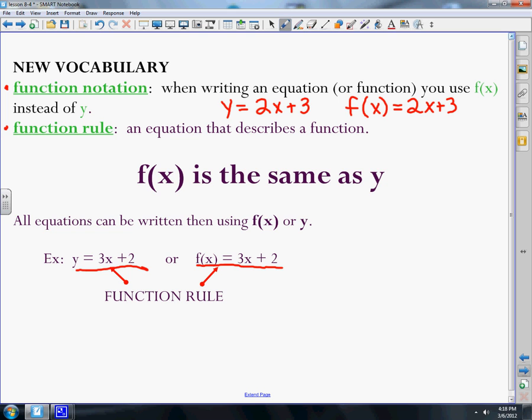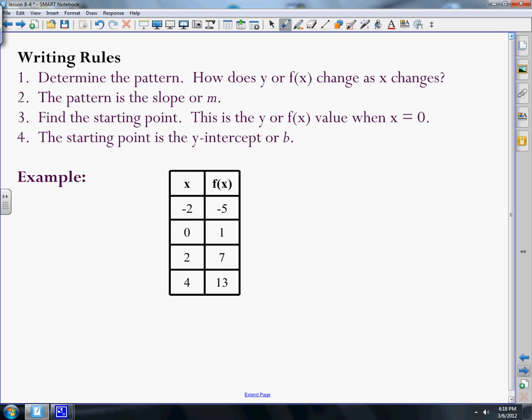So now we're going to learn how to write rules for functions. The first type that we're going to look at are functions that are written in a table. The steps that we need to follow: number one, determine the pattern. How does y or f of x change as x changes? The pattern is going to be the slope. And then the third thing is we need to find the starting point, and this is the y or f of x value when x is equal to 0. The starting point is always going to be the y-intercept.